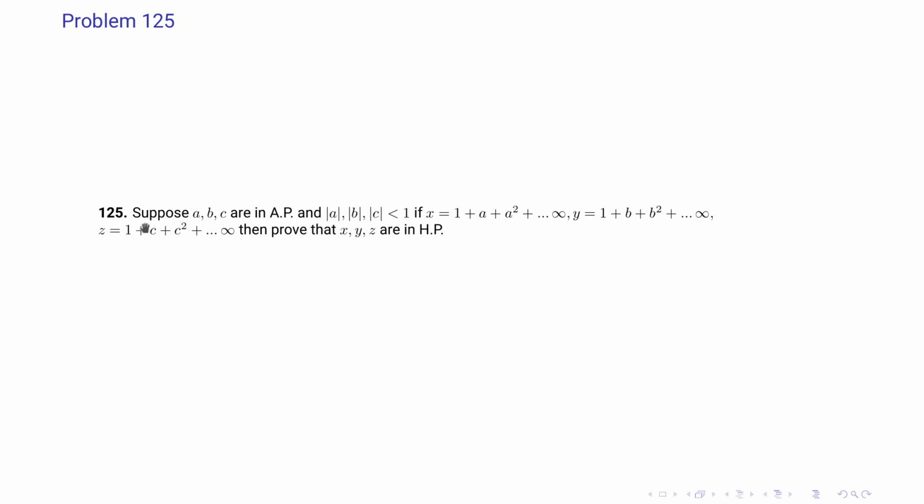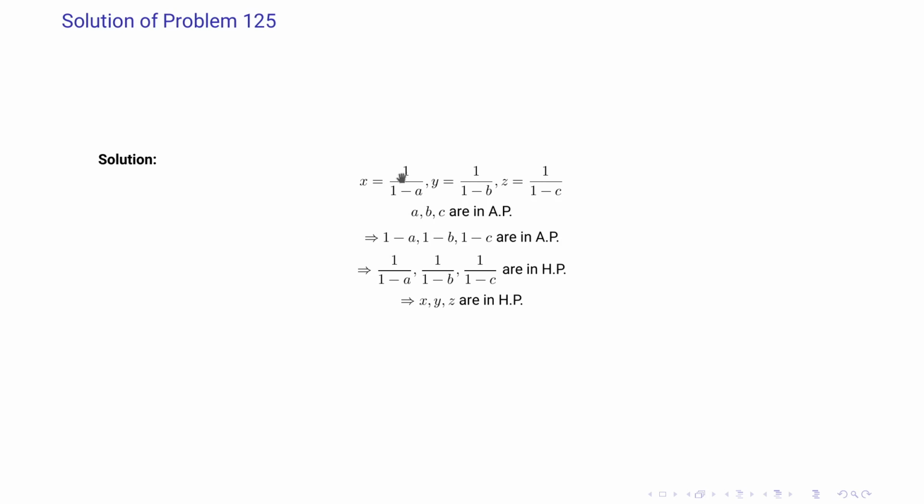Problem 125 says that suppose a, b, c are in AP where modulus of all of them is less than 1. If x is equal to 1 plus a square up to infinity, y is equal to 1 plus b square up to infinity, and z is equal to 1 plus c square up to infinity, then prove that x, y, z are in HP. So x is equal to 1 by (1 minus a), y is equal to 1 by (1 minus b), and z is equal to 1 by (1 minus c).